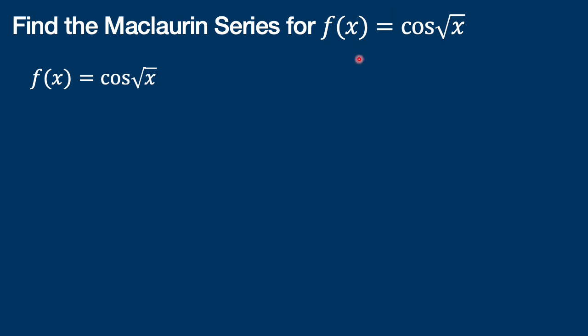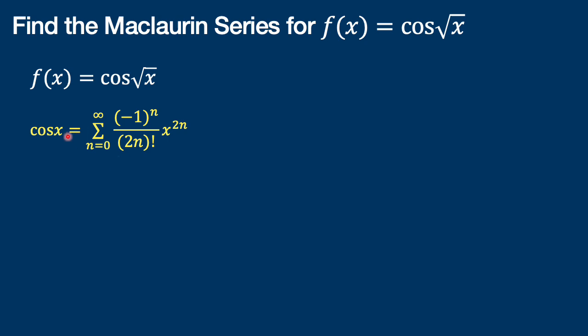Let's find the Maclaurin series for cosine square root x. We don't have to use the definition of the cosine Maclaurin series, guys. With the definition, you have to take the first, second, third derivative, and so on. It takes a while and a lot of effort. So I want to use the Maclaurin series for cosine because we already found it.